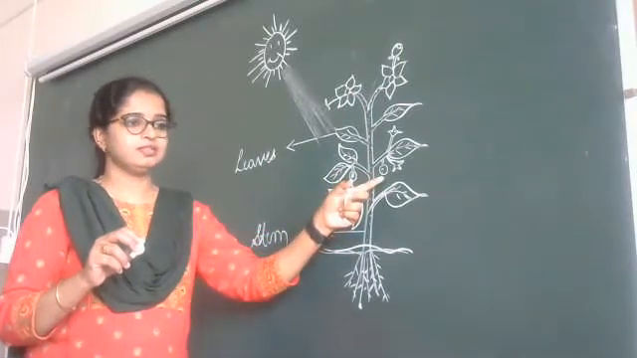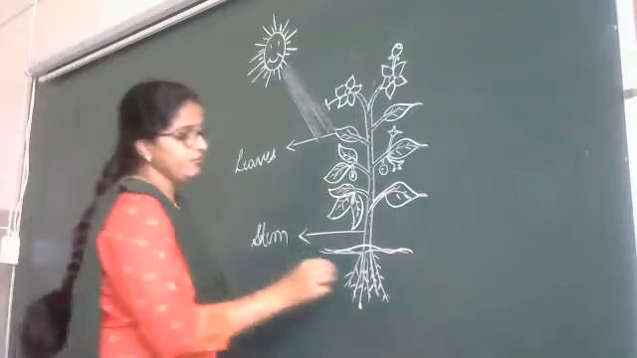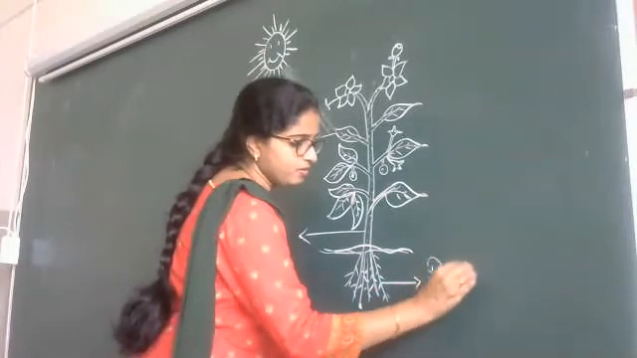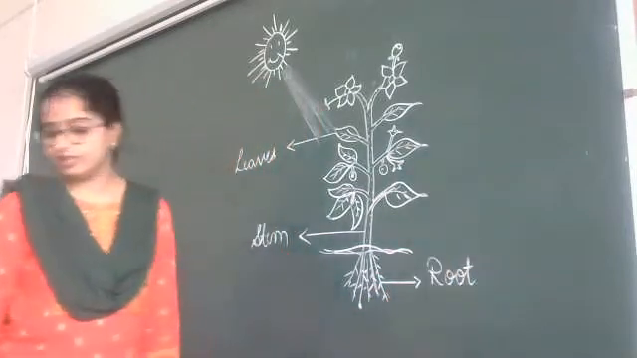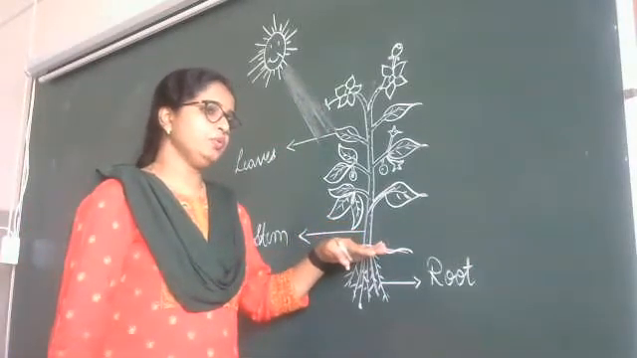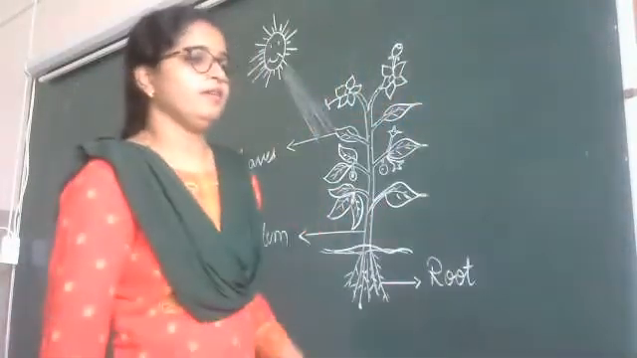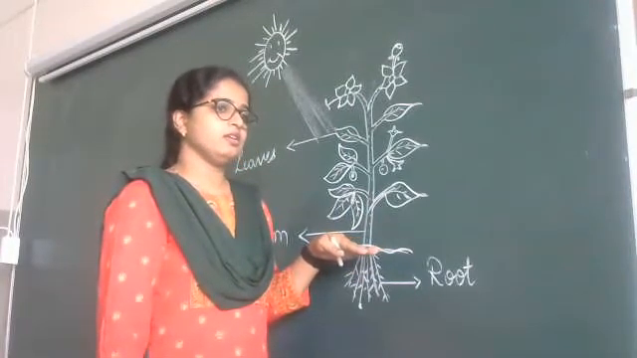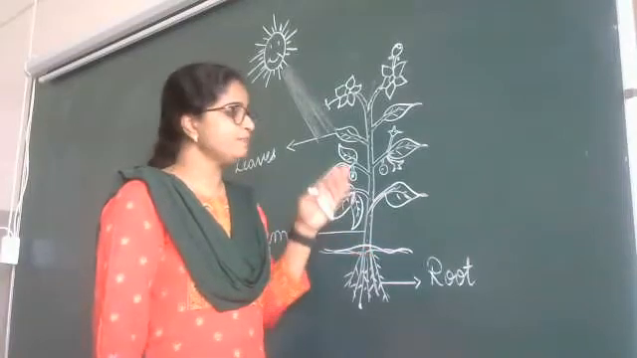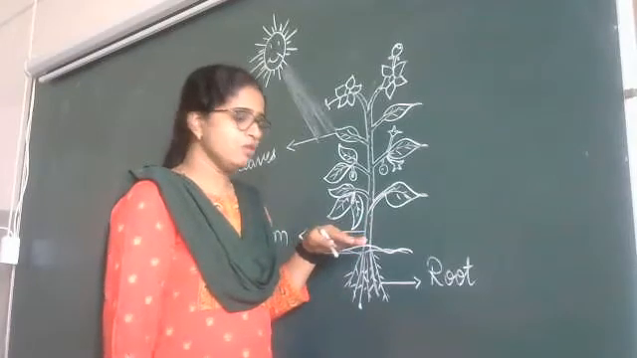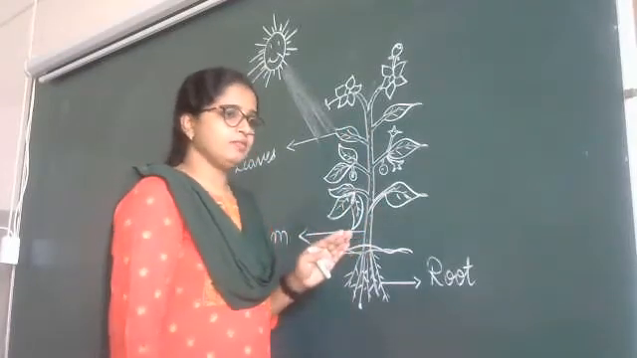Okay? Yes, ma'am. And next part is very, very important, what is it? Root. If the root is not there, think, what happens? It's not grow. Yeah, plant will not grow. This plant will not survive. It may die. Because of these roots only, the plant survives.